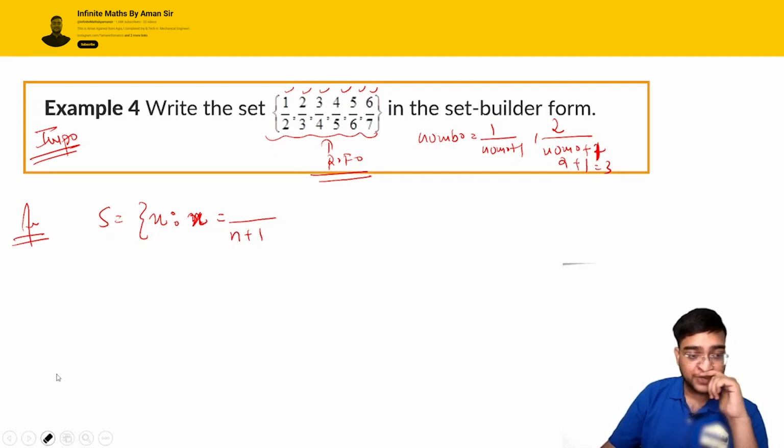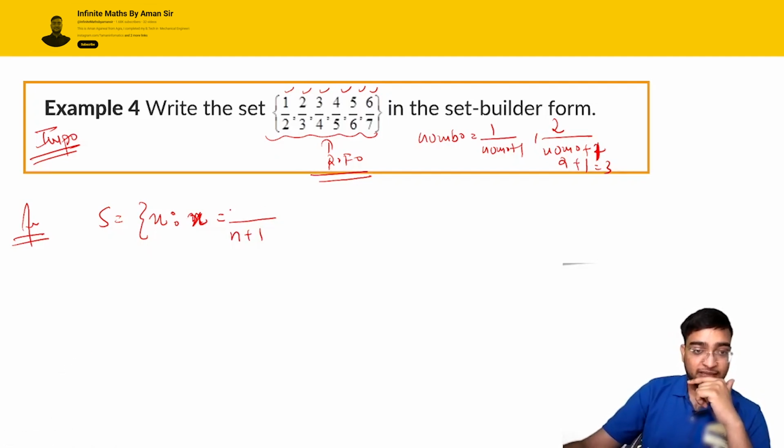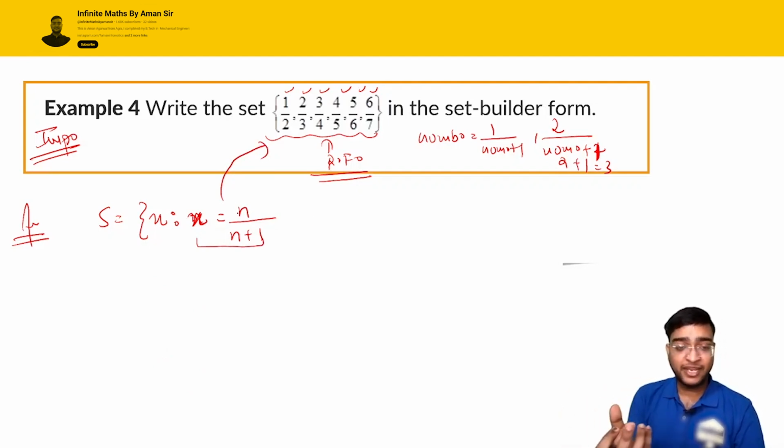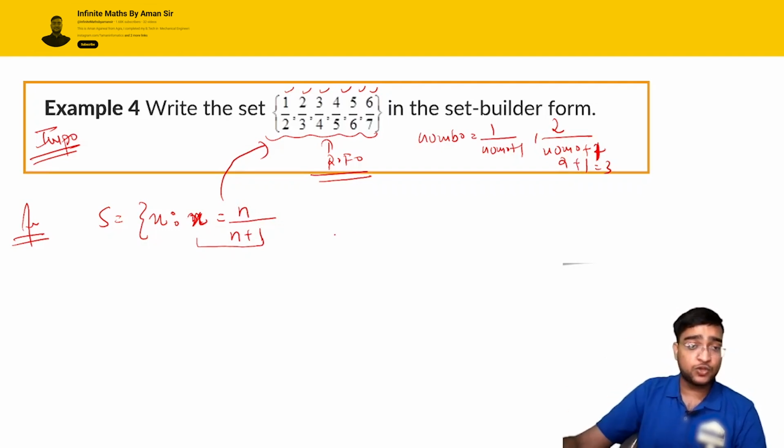X is our object, and I can say x equal to n upon n plus 1, and this is the formula which is applied for this set. Because n is a different variable, we can justify this variable also. So we can say n is, just wait a minute, n is a natural number. N belongs to natural number. This sign is belongs to.